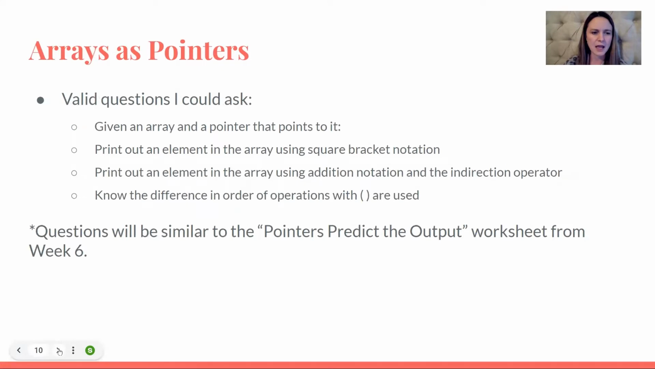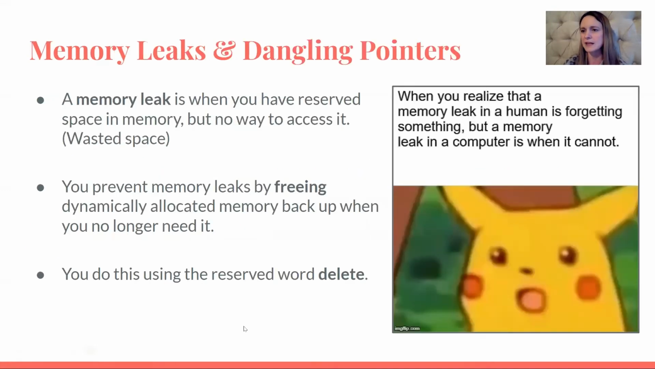Okay. And then the examples that you could go back and look at to make sure that you feel good about that, or that you are well prepared for it, is that the questions will be similar to that worksheet we did when we first discussed pointers. It was the pointers predict the output. It came out of the textbook. If you go into D2L in week 6, I have the handout and I have the answer key for it. And you can find that in your textbook if you wanted to read some more about it.